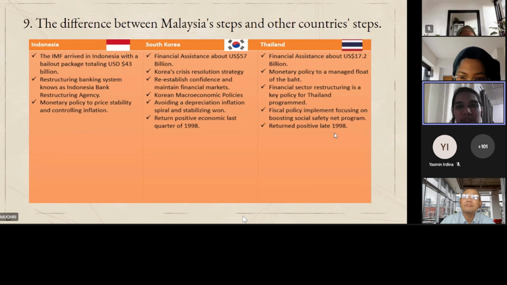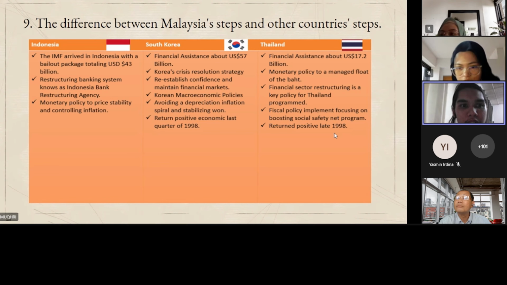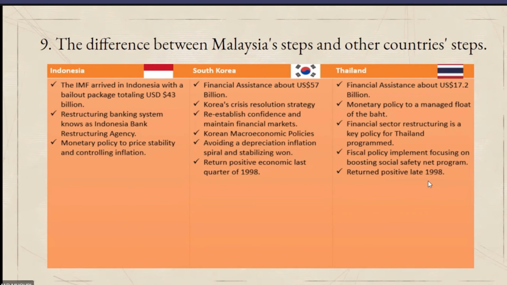So I will share how these three countries overcame the financial exchange crisis. Maybe the previous presenter has explained a little about the movements of these three countries. The first one, I go to Indonesia. The IMF arrived in Indonesia and gave a package of assistance of around 43 billion US dollars.